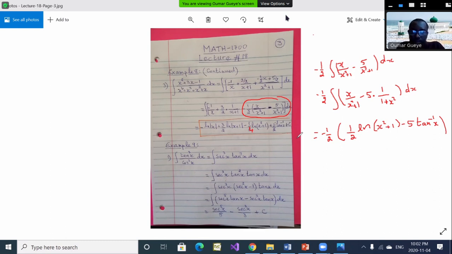Any question? Excuse me, sir. So in the answer, the ln of x plus 1 is in modulus signs, but the ln of x squared plus 1 isn't. Why don't we have absolute value here? Yes. Yeah, because this is already positive.